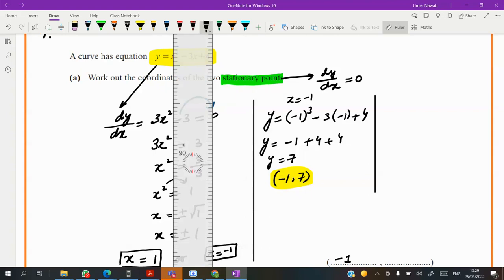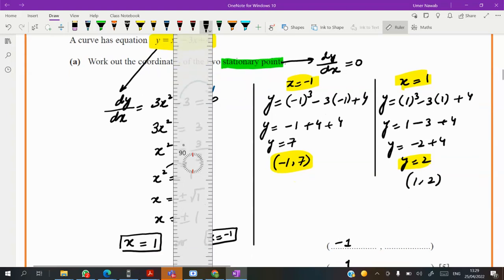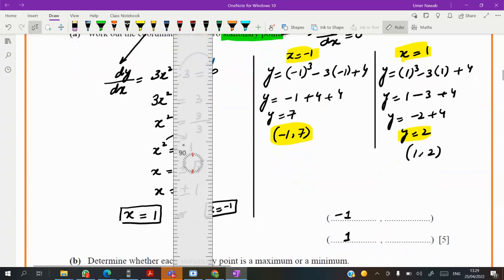What is the second x coordinate? That is 1. Substitute into the equation of a curve: 1 to the power 3 minus 3 times 1 plus 4. So y is equal to 1 minus 3 plus 4. y is equal to minus 2 plus 4. y is equal to 2. So x is equal to 1 gave us 2. So the point is 1 comma 2. So we need to write these points here, 7 and 2.